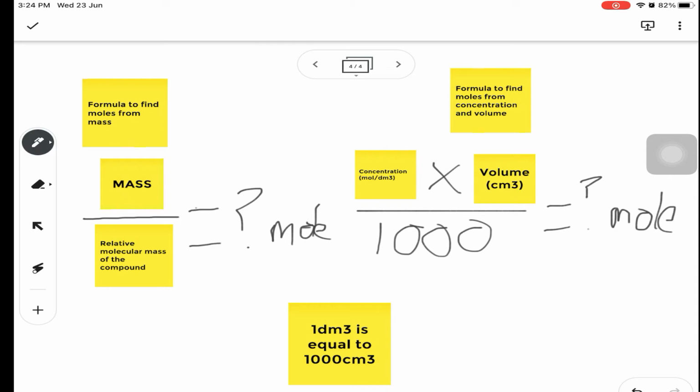So the first formula is to find the moles from the mass, which is 10 gram of calcium carbonate. So you write 10 gram on top, and then use 10 gram divided by the relative molecular mass of the calcium carbonate. Then the second formula will be the formula to find moles from concentration and volume. So you take the 1 mol/dm³ from the question times the 100 cm³ divided by 1000. Then you can find how many moles of the hydrochloric acid.